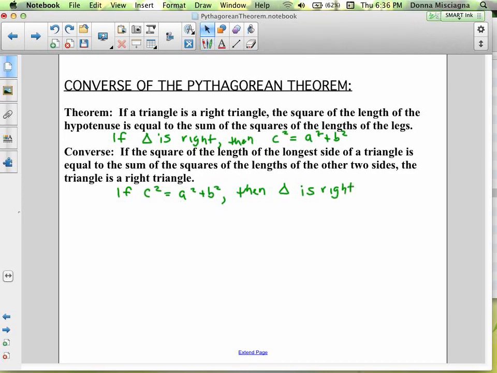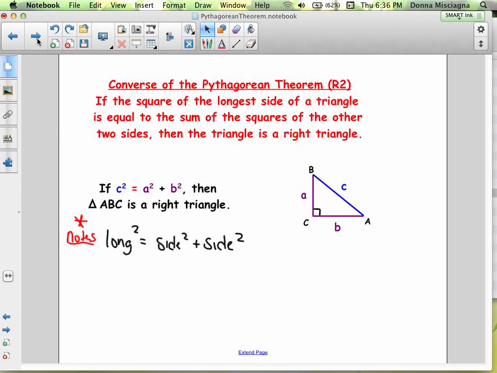So before, you were given a right triangle and asked to find a missing side. Now, you're given all the sides, but you're asked to determine if the triangle is right. Let's take a look at a little bit more.